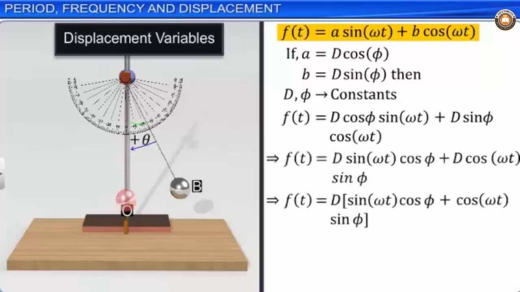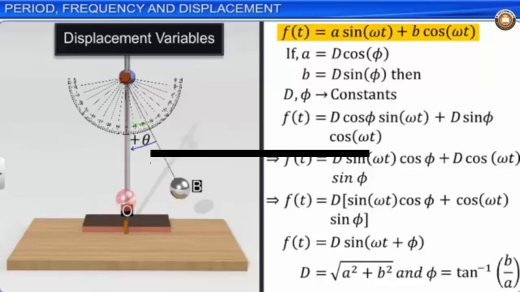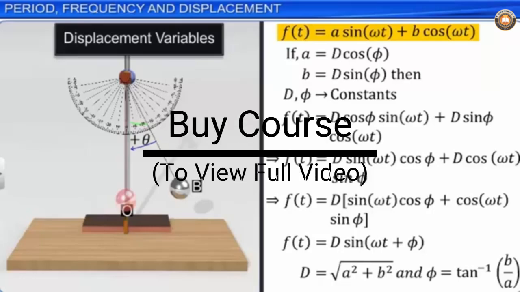We are aware of the constants A and B. Hence, we need to express the new assumed constants D and φ in terms of the known constants A and B. Using trigonometry again, we get the constant D is equal to the square root of A squared plus B squared, and the constant φ is equal to tan inverse B by A. We discussed a periodic function that is a combination.